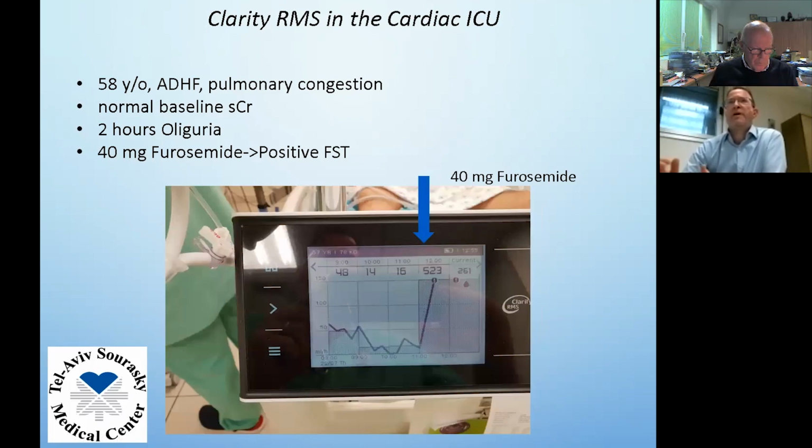And the last patient is again a patient who was admitted with acute decompensated heart failure and pulmonary congestion. He has normal baseline serum creatinine. Again, this patient was oliguric for 2 to 3 hours following his admission. And again, following the applications of furosemide, we observed a very nice response with a nice elevation, which was maintained for a few hours. And this patient probably represents some kind of acute cardiorenal syndrome with response to diuretics.